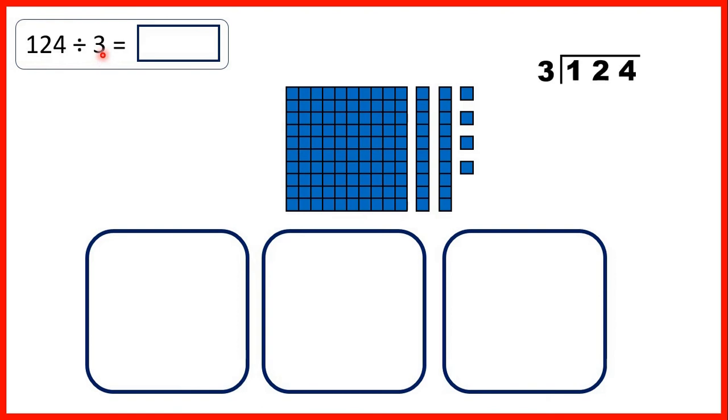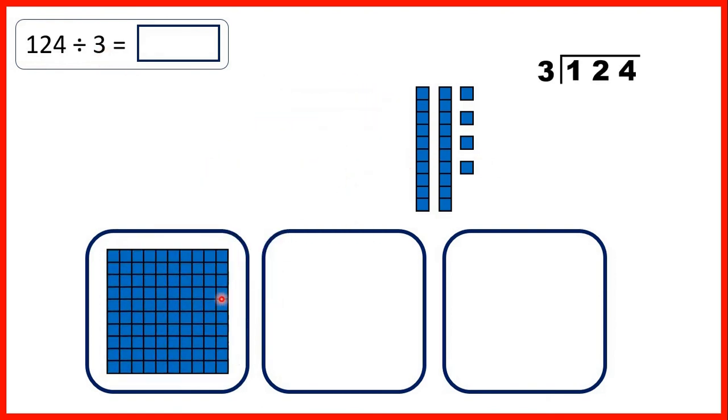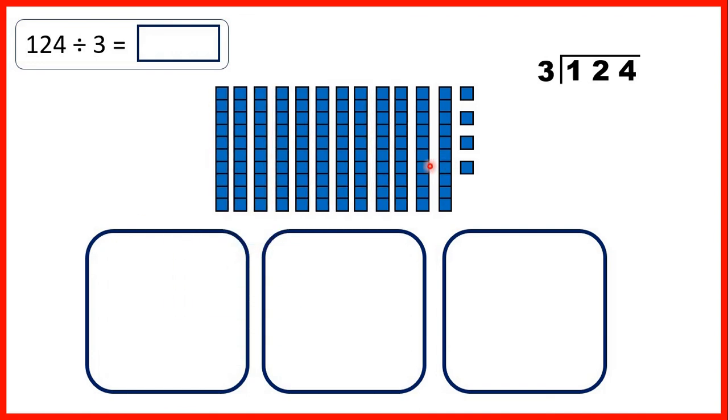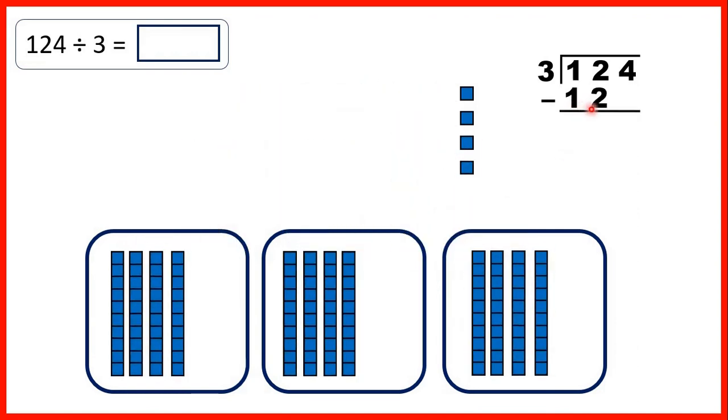Now 124 divided by 3. What we could do was not share out our 100, but rather split our 100 into 10 tens. That gave us 12 tens, and we could share out all 12 of those tens, so we wrote 12 below the 12, and because 4 times 3 is 12, we could write 4 in our answer line, because we have 4 tens in each of our groups.